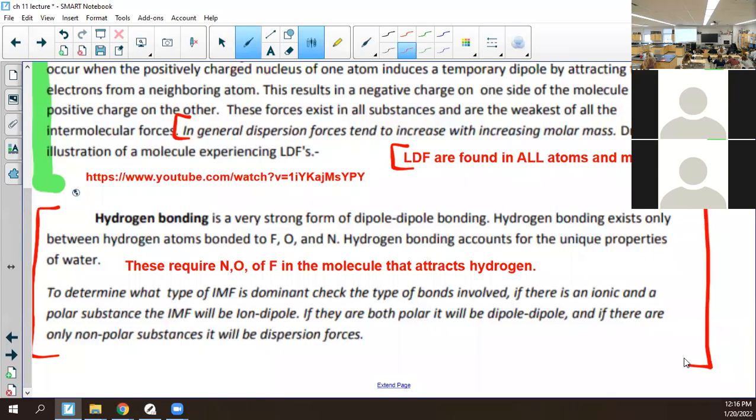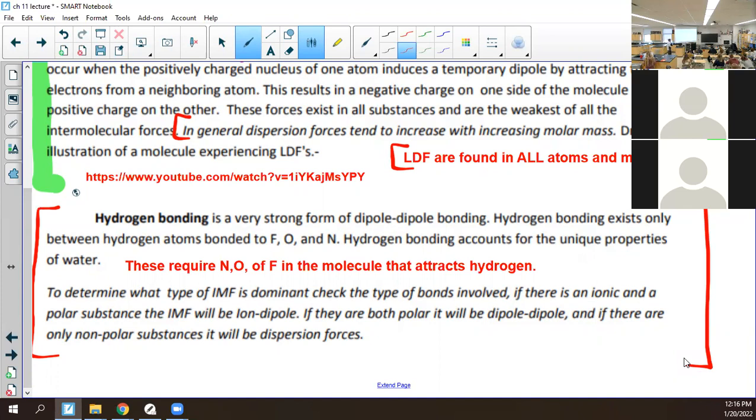Hydrogen bonding happens in water. We're really, really familiar with that, but it can happen in other things. But you need to be careful. Hydrogen bonding doesn't happen in everything that has hydrogen, though. It happens in a select few things.